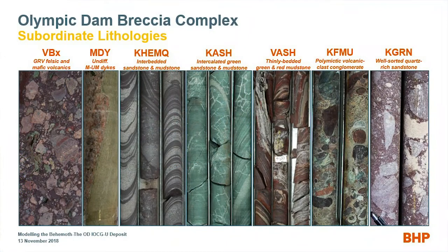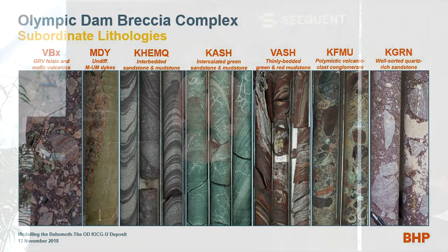Other lithologies that we model as well, besides our intrusive granites, are felsic and mafic volcanics on the left-hand side there. We have various dike swarms that have intruded through our fault system, and then an array of different types of sand and mudstones right through to our clasts and conglomerates on the right-hand side there.